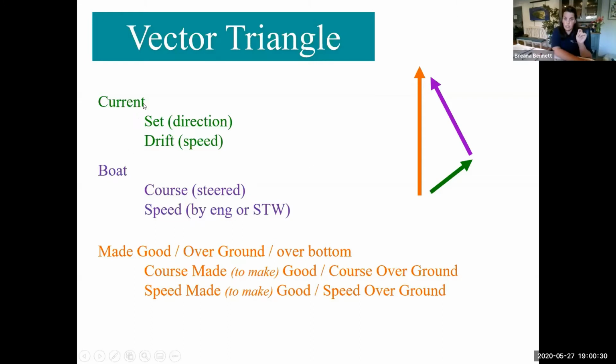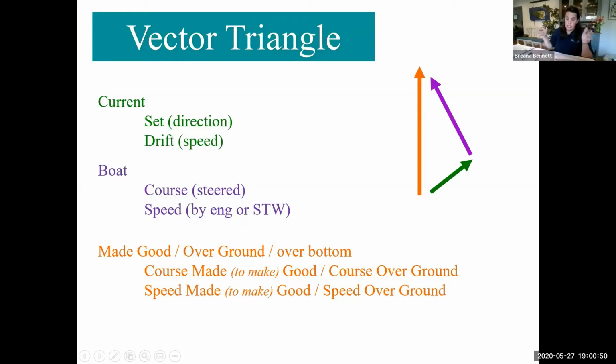So that's the first line, your set and your drift. That's the current. The purple line is what your boat is doing, what you are steering and what your boat's speed is, speed through the water or speed by engine.